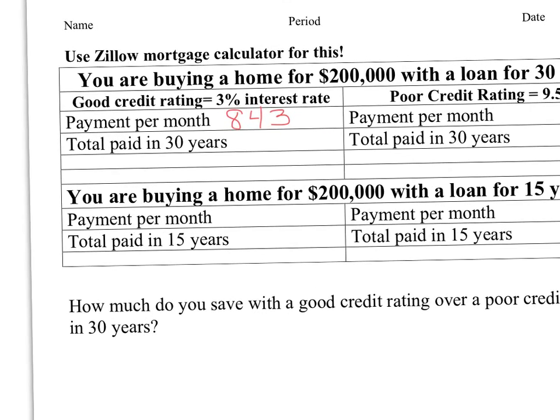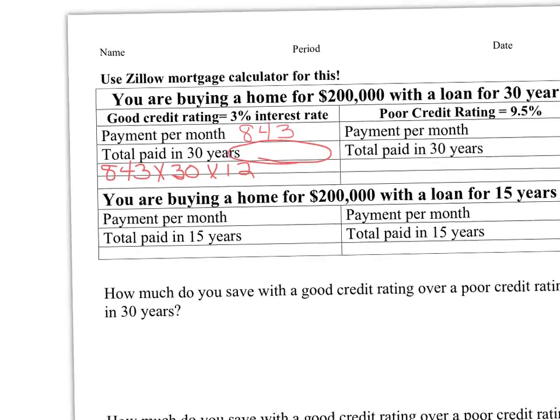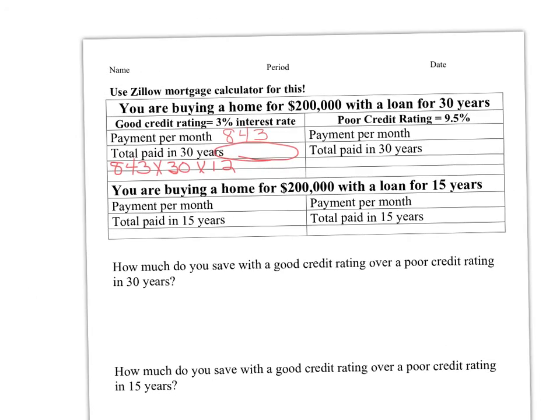Now, how do we find out how much we pay in 30 years? We did this in class. We're going to take the 843, we're going to multiply it by 30 years, and we're going to multiply it by 12 payments per year, and we're going to find out the amount we're going to put here. So that would be the first one. And you're going to repeat this process using 9.5% over here.